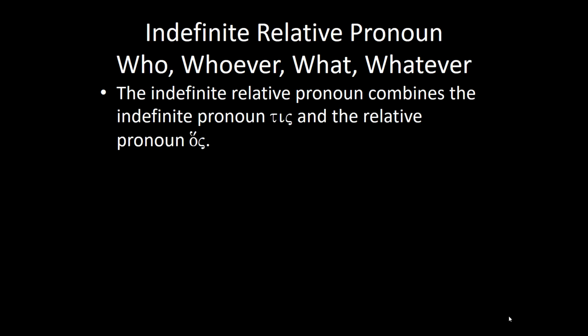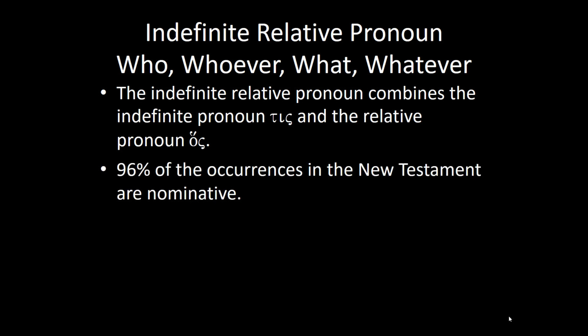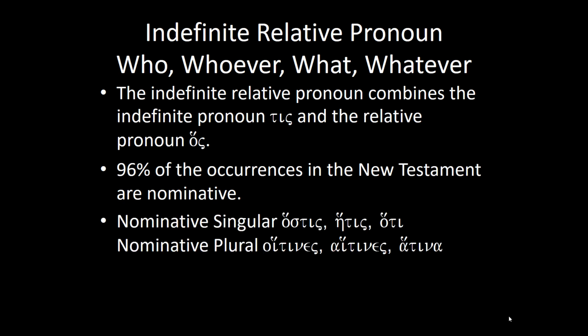You can combine an indefinite pronoun, tis, and a relative pronoun, hos, put them together, and you can get an indefinite relative pronoun. 96% of these in the New Testament are going to be nominative, so they'll look like this. Hostis, hatis, or hati. Those are the singular forms. In the plural, hoitines, haitines, hatina. What happens is each part of this declines. So the hos declines and the tis part declines.